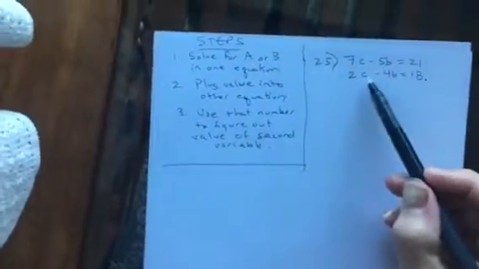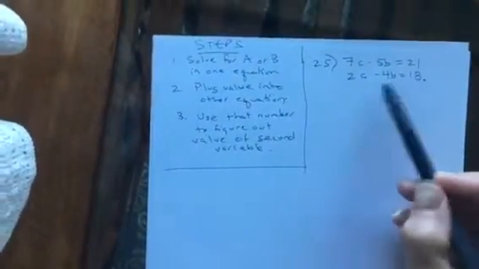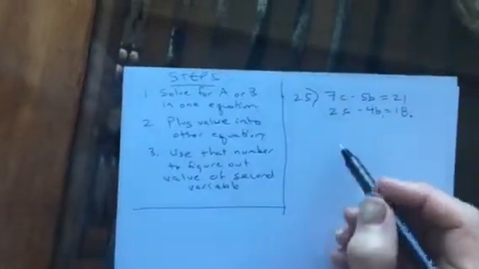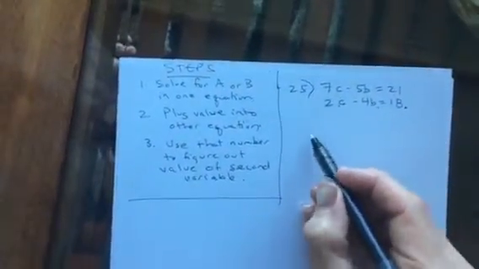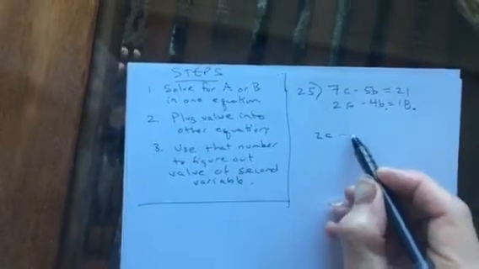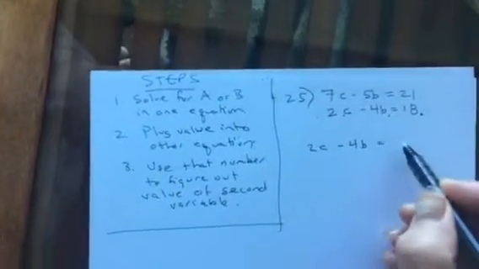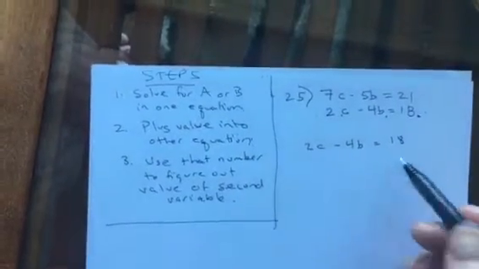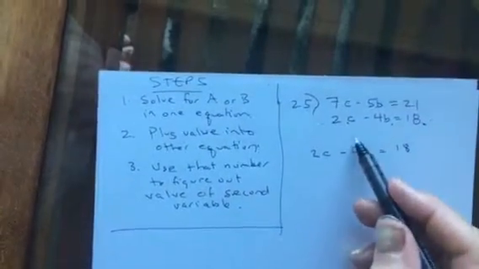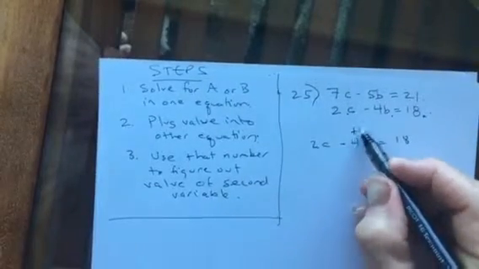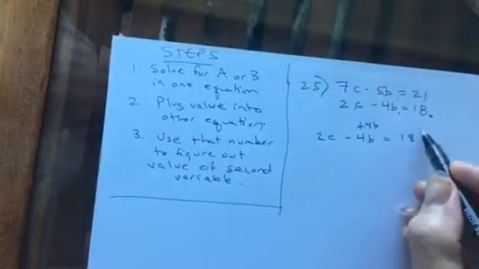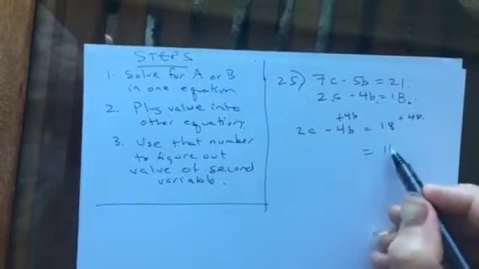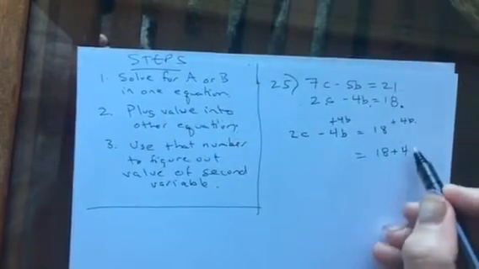Off the top of my head, it's going to be easier to solve for C than for B because there's only two C's and I just have to divide everything by 2. So I'm going to take this one, 2C minus 4B equals 18. The first thing I want to do is get the B to the other side, so that's just adding 4B to both sides. So this ends up being 18 plus 4B.